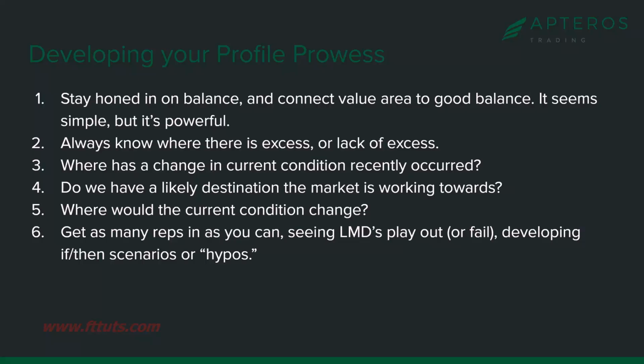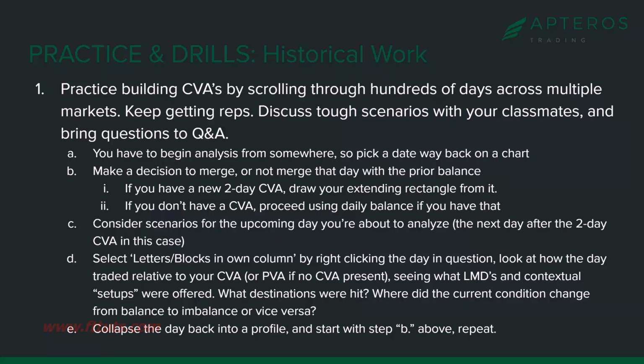Where has change in the current condition recently occurred? Remember, that has implications for narrative and strength of it, and where something has changed, and therefore where our bias has changed. Can I identify a likely destination the market's working towards based on the laws of market dynamics? Where would the current condition change? Get as many reps in as you can at seeing all this stuff play out, developing if-then scenarios and hypos. This is all the stuff we're going to be doing.